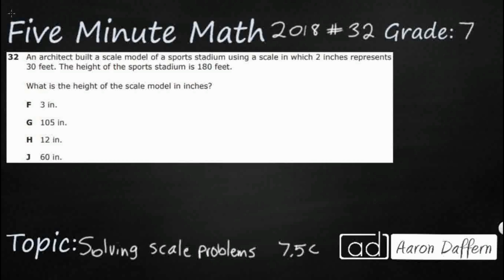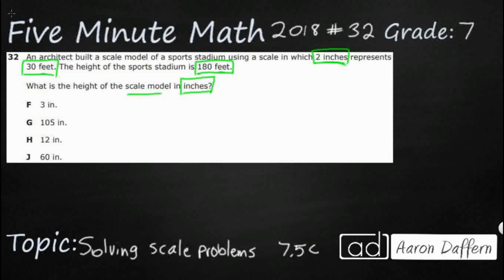So we have an architect building a scale model of a sports stadium. We got a scale here, 2 inches represents 30 feet. So the height of the actual stadium is 180, so we need the height of the scale model in inches. And so we should be seeing the fact that we've got 3 different numbers with labels. I've got 2 inches, 180 feet, 30 feet. I've got my feet matching up with my feet, and then my inches match up with what I'm looking for, inches, that fourth, so that looks like a proportion to me.